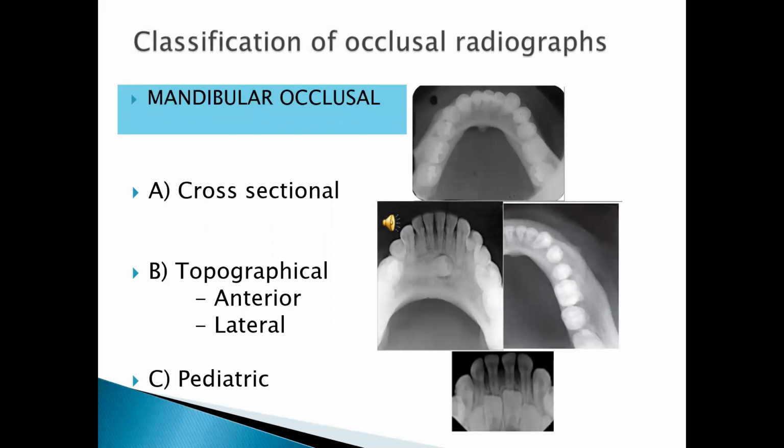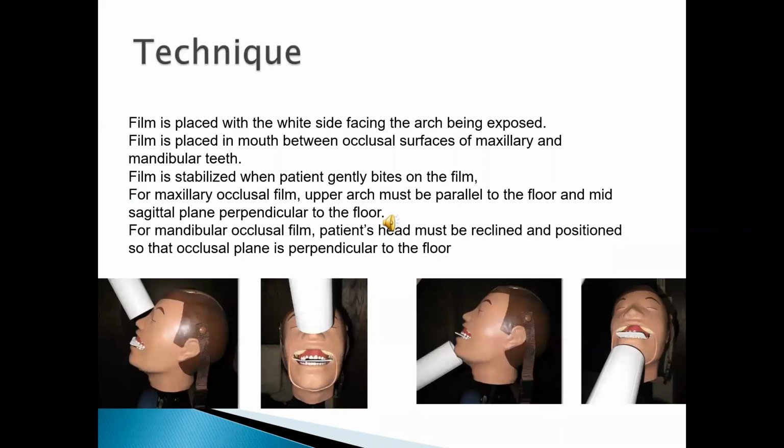Here again we have the classification for the mandibular occlusal. Here we have a broader one, area coverage like the cross-sectional, then we have the topographic, anterior, anti-lateral one, and finally the pediatric mandibular occlusal radiography. Here we have the positioning.